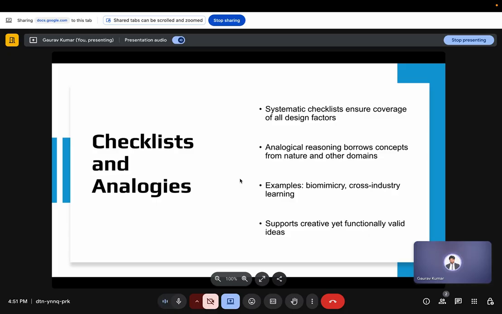Biology, biomimicry, aerospace, logistics. The mapping must respect the physics and context. So cross-industry learning often yields a counterintuitive but robust idea. We test the analogy with quick models to filter poetic from practical. Together these tools broaden the search without losing the grounding. Okay.